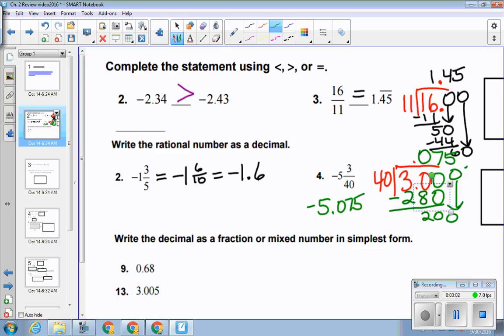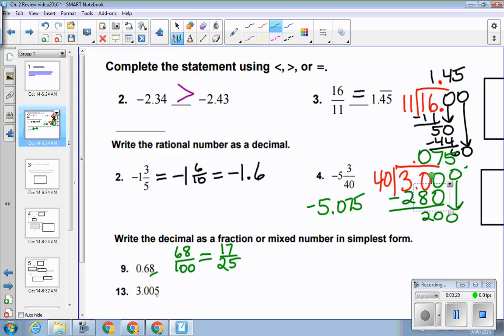And then our next 2 are changing our decimals into fractions. That's usually a little bit easier. Start by looking at what place the last number is in, and for 0.68, that's the hundredths place. So we start with 68 hundredths, and you can divide by 2 and then divide by 2, or divide by 4 right from the start, and you end up with our answer of 17/25.